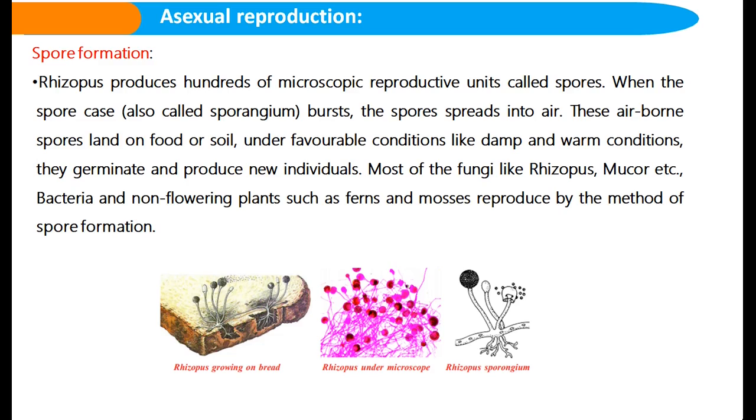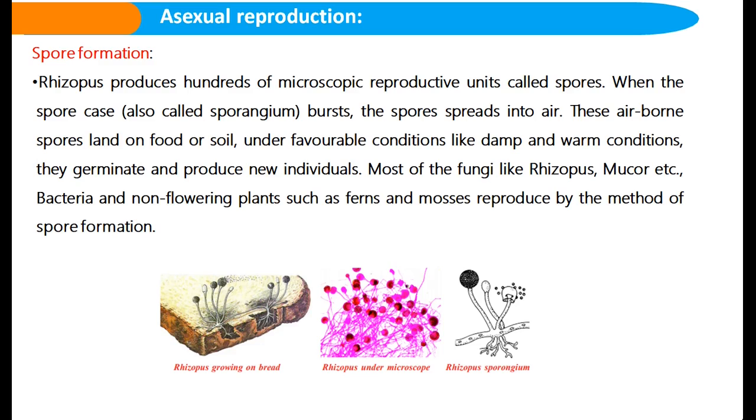If the conditions are favorable, like air, moisture and warmth, then these spores germinate into new individuals. Most of the fungi like Rhizopus, Mucor, etc., and some bacteria and non-flowering plants like ferns and mosses reproduce by the method of spore formation.